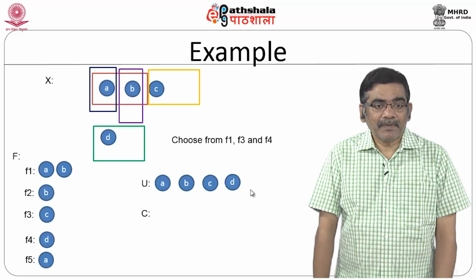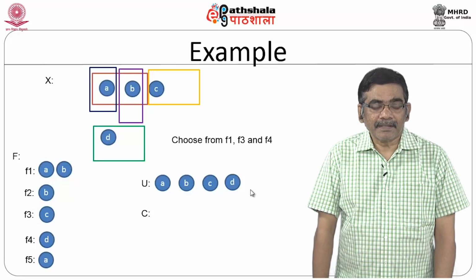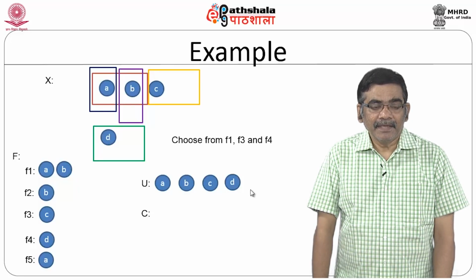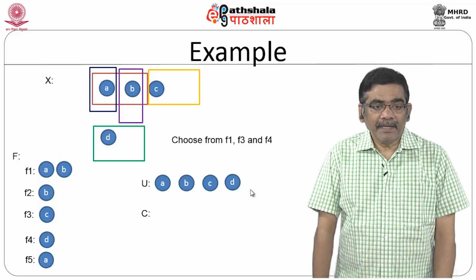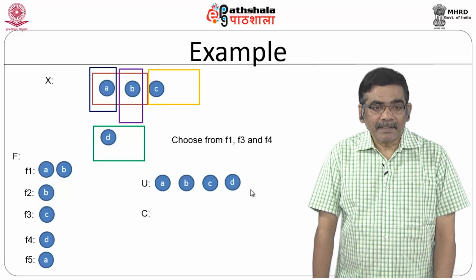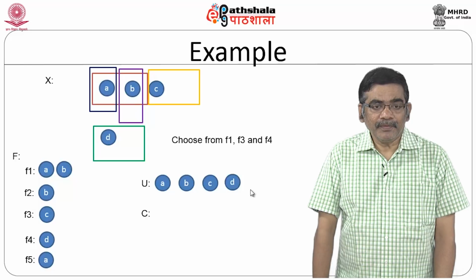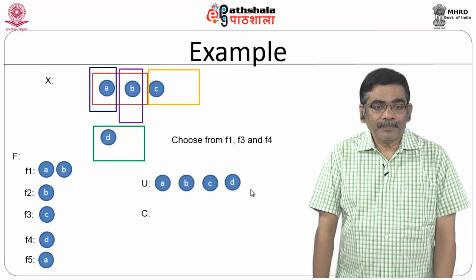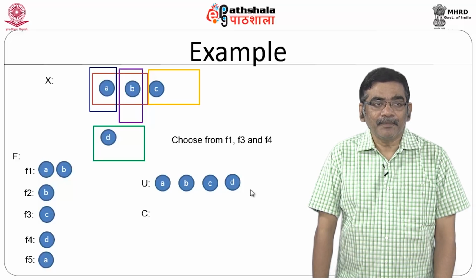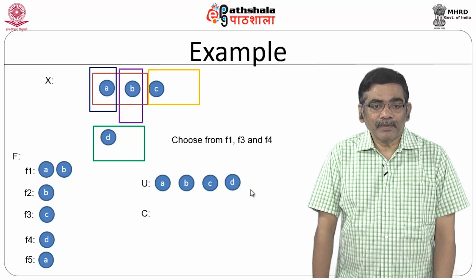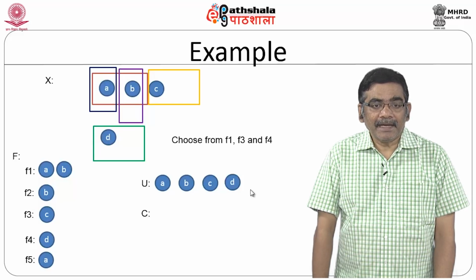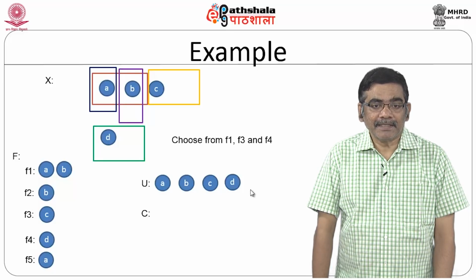This is an example for this. You can see that a subset is A B, that is F1, B itself is a separate subset, it is F2. Similarly, C is another subset, it is F3, then D is going to be F4, and A itself is going to be F5. The logic is very simple. I have to select the subsets to cover all the elements.